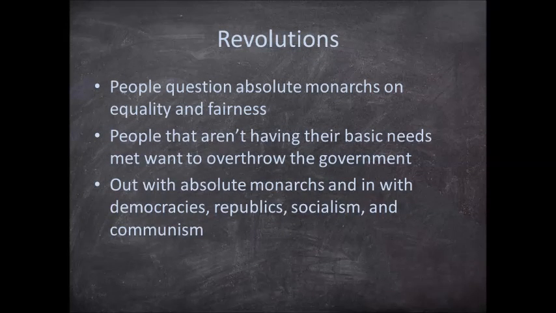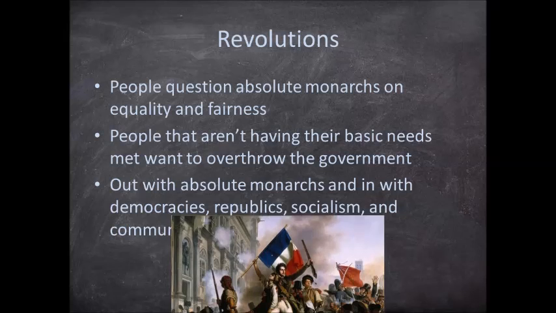This spreads the idea of equality and fairness in government. All these things with fairness and equality in government leads to revolutions. People question absolute monarchs on equality and fairness because it really doesn't seem fair that one person can tell them what to do all the time and they have to do it. People that aren't having their basic needs met, like food, shelter, clothing, they want to overthrow the government, which leads to this whole idea of out with absolute monarchs and in with democracies, republics, socialism, and communism. And in a few places we'll see dictators rise up through this too.